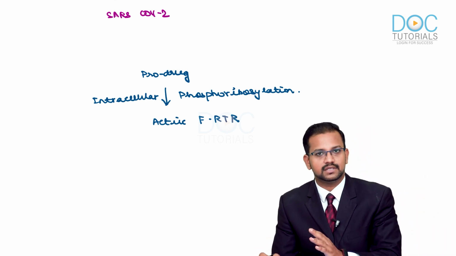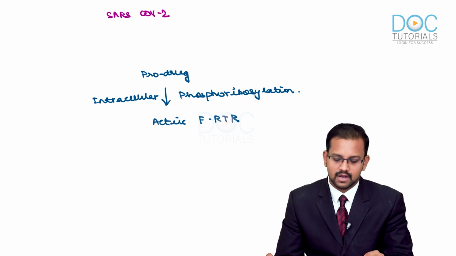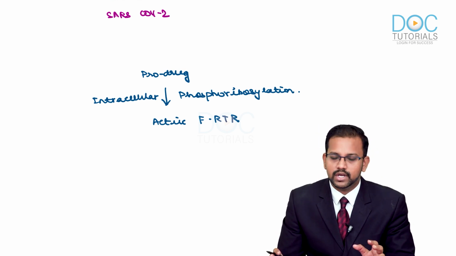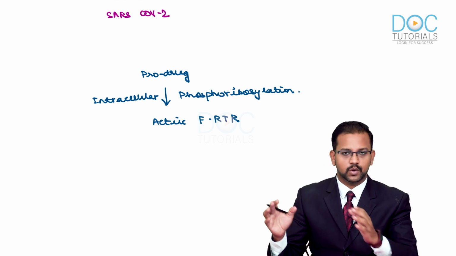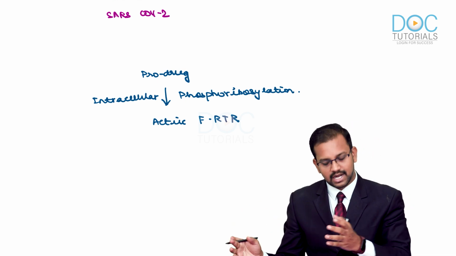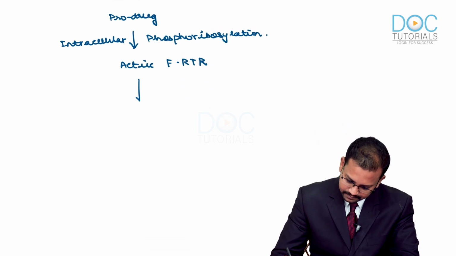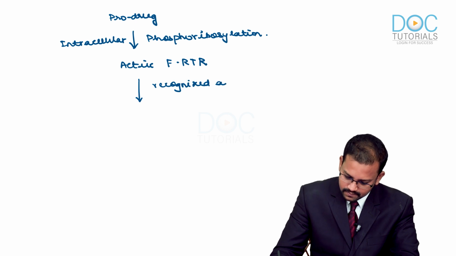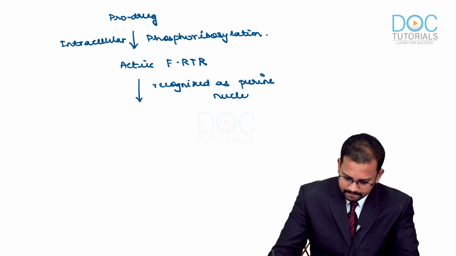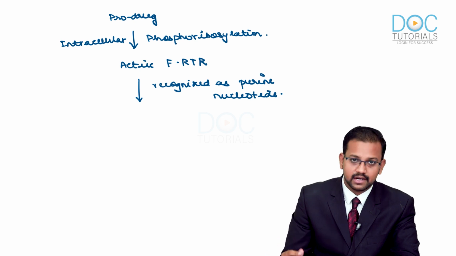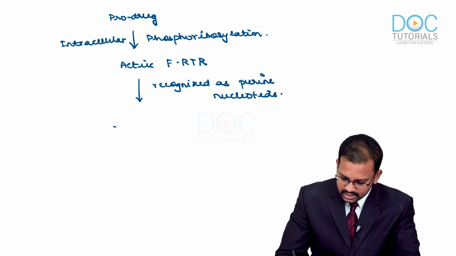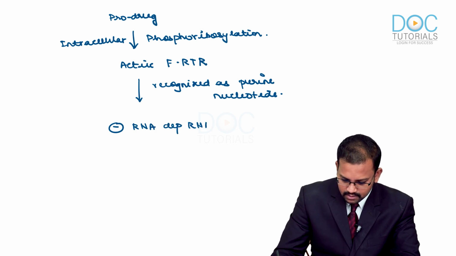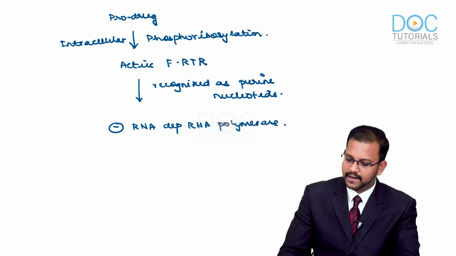Similar mechanism, ditto to what we have seen in Remdesivir. So it behaves as a purine nucleotide. It is going to be binding, and thereby it is going to inhibit RDRP. It is recognized as a purine nucleotide. It is going to be competing with the purine, so thereby it is going to inhibit RNA dependent RNA polymerase. Clear, mate? This is the mechanism.